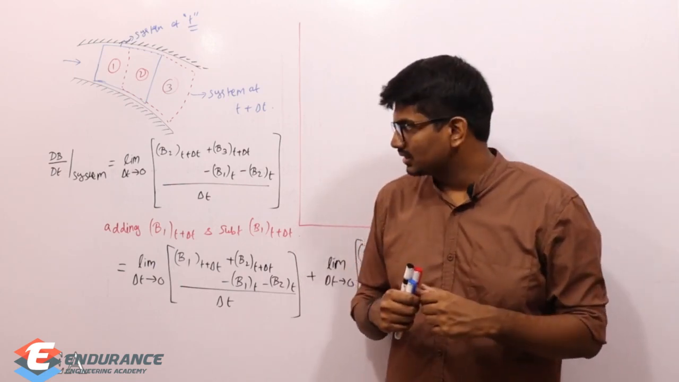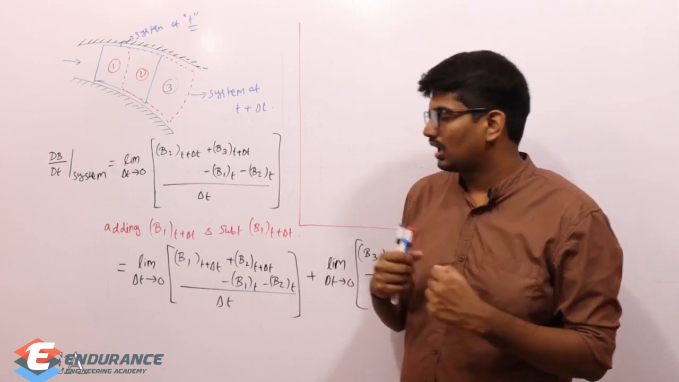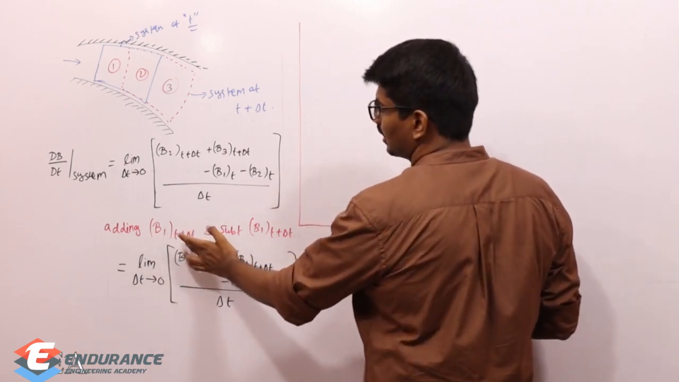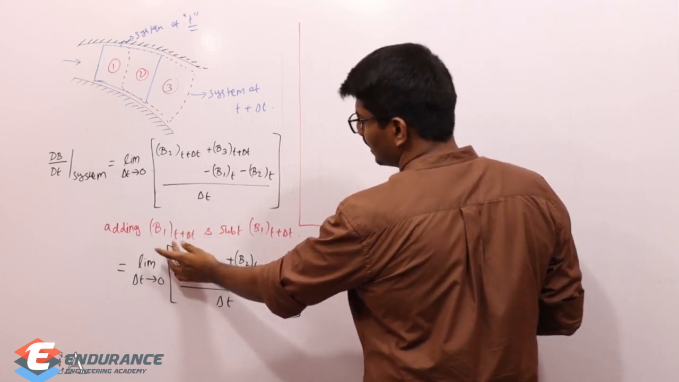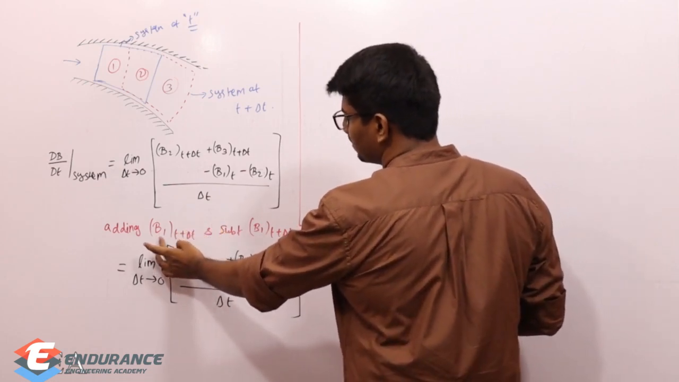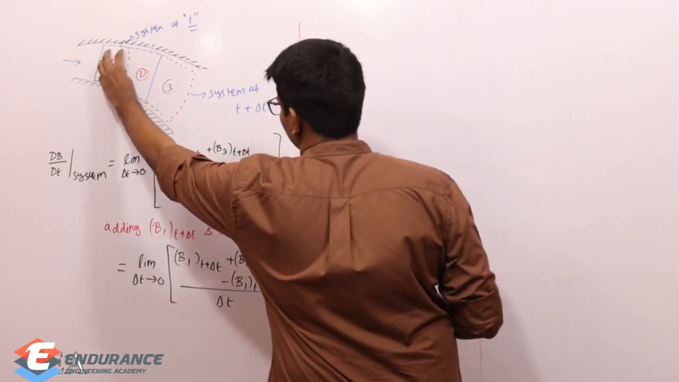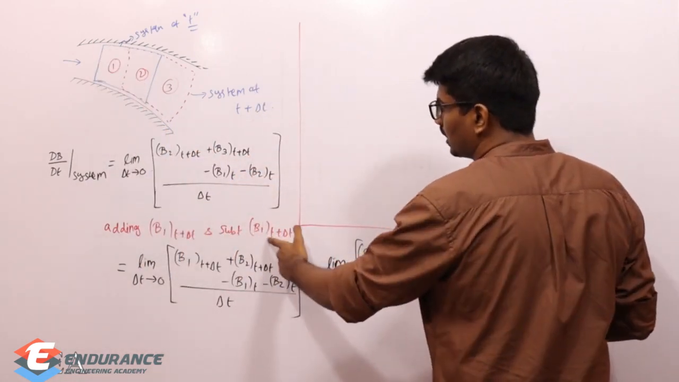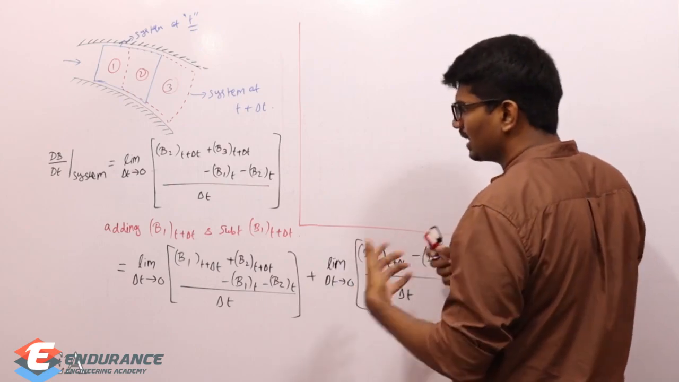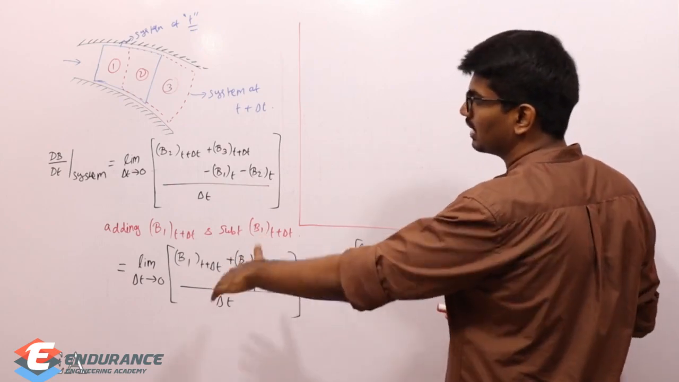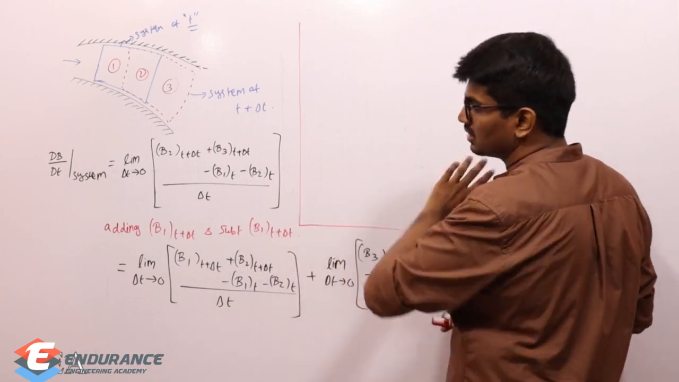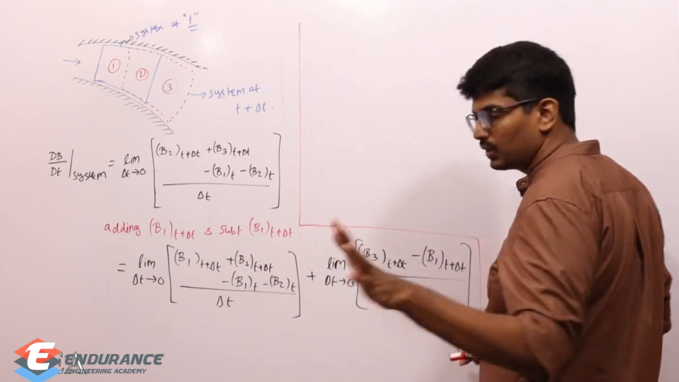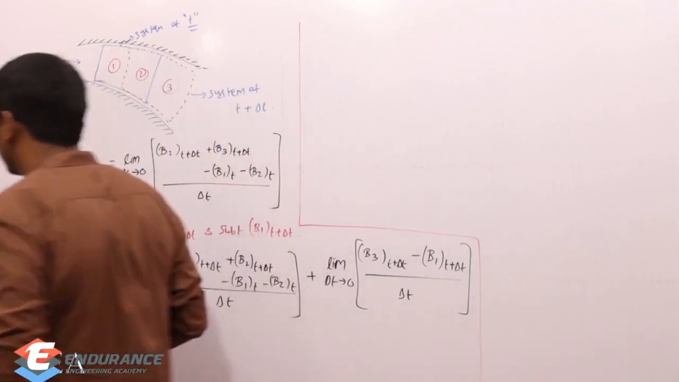Right, listen. What I am doing now, I am going to add b1 at time t plus delta t, that is, this part property at time t plus delta t, and I am subtracting b1 at time t plus delta t. Why am I adding and subtracting? Because if I add and subtract, anyways it will cancel, so the equation is not going to vary. But I am adding and subtracting for simplifying it further. You will understand why. Listen carefully.